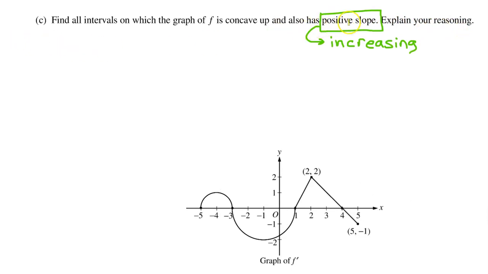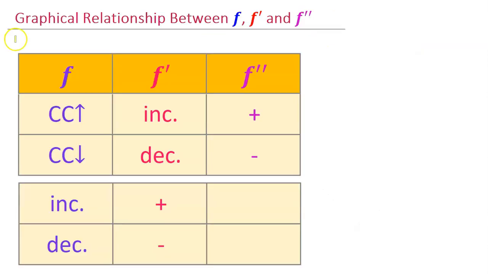First of all, a positive slope means that f would be increasing. So we need to find all intervals on which f is concave up and increasing. We need to translate this information into a description of f prime, since that's the graph that we have. So if f is concave up, that means f prime will be increasing. If f is increasing, that means f prime is positive.